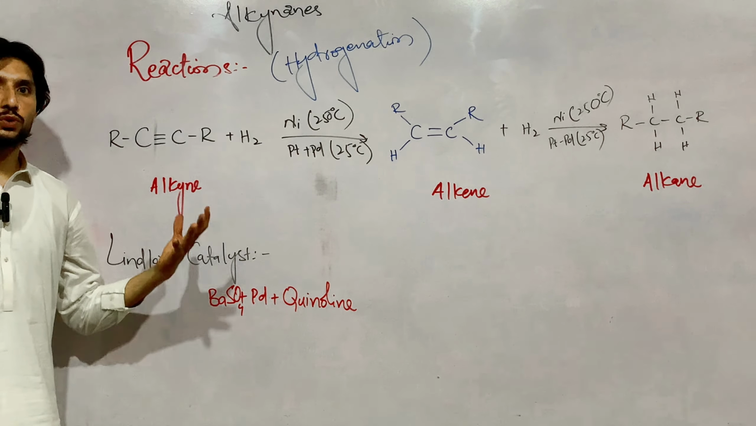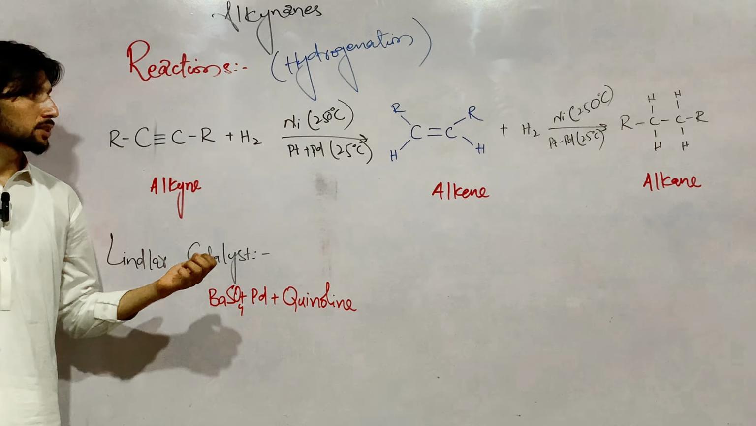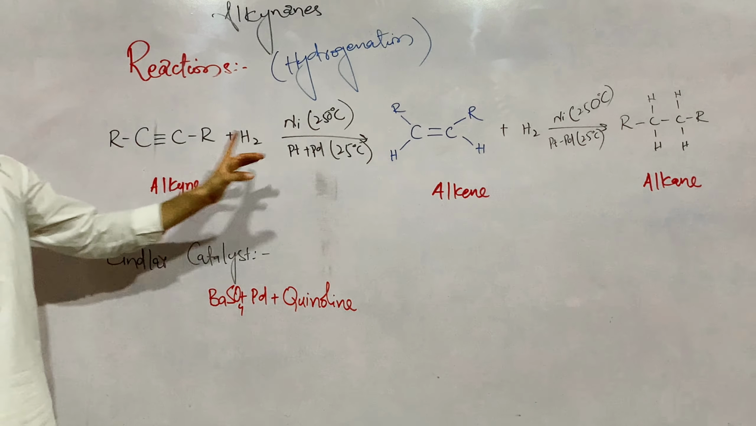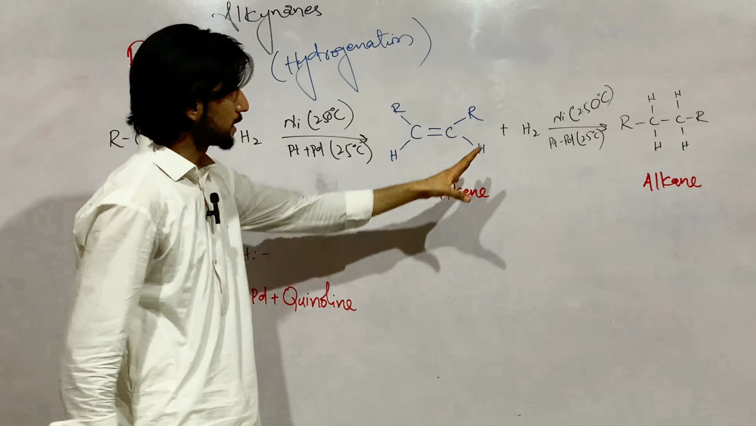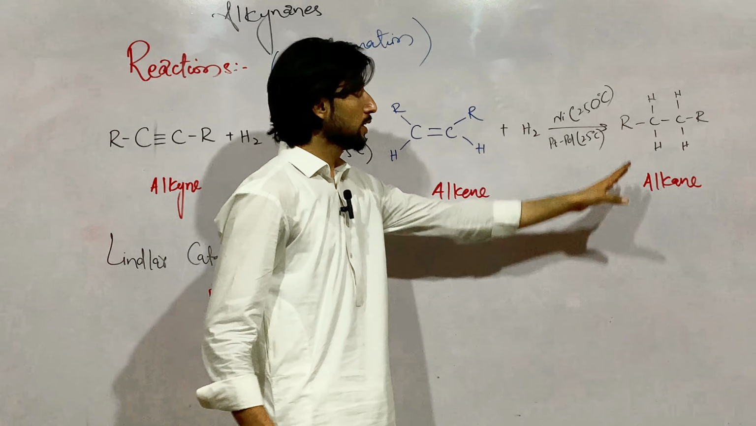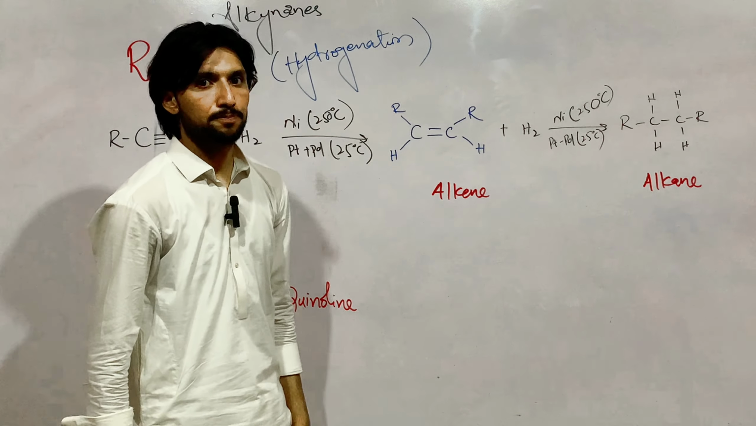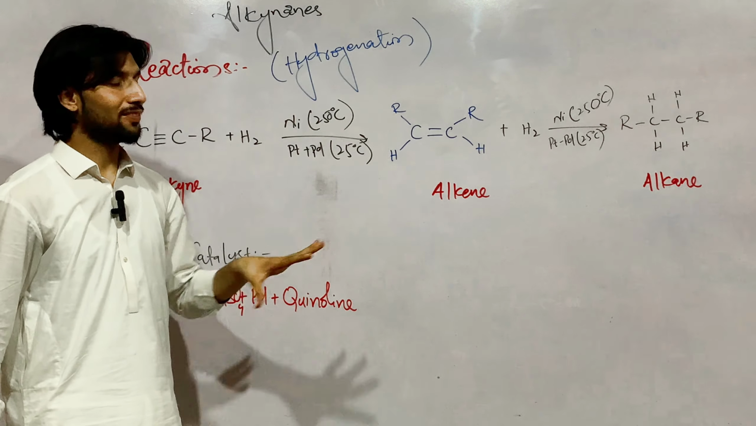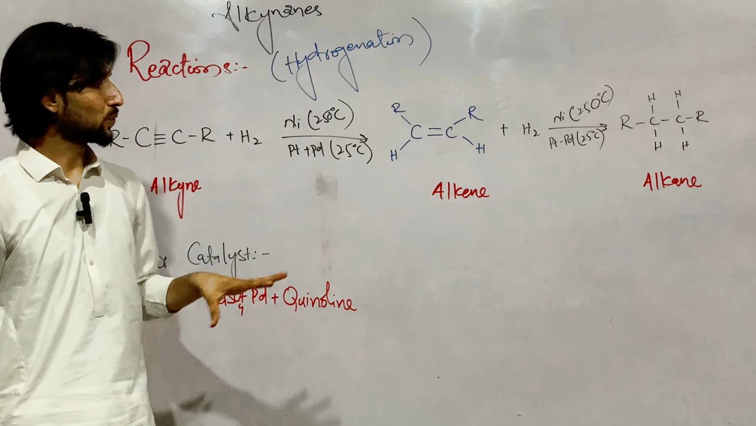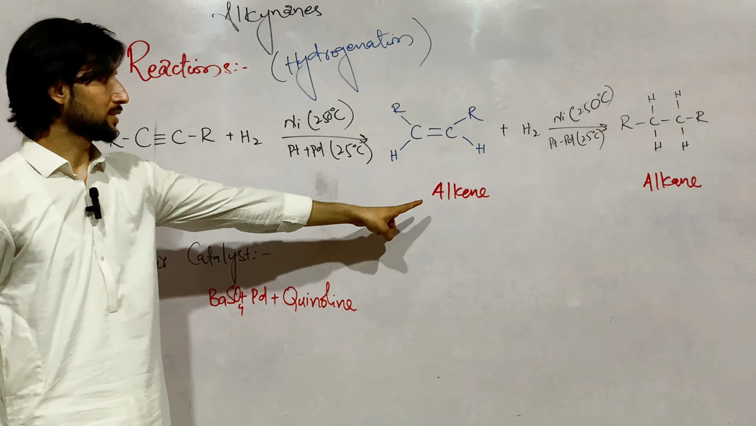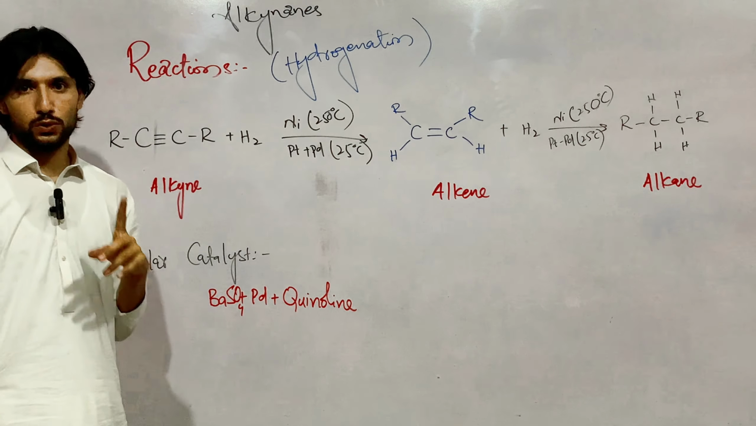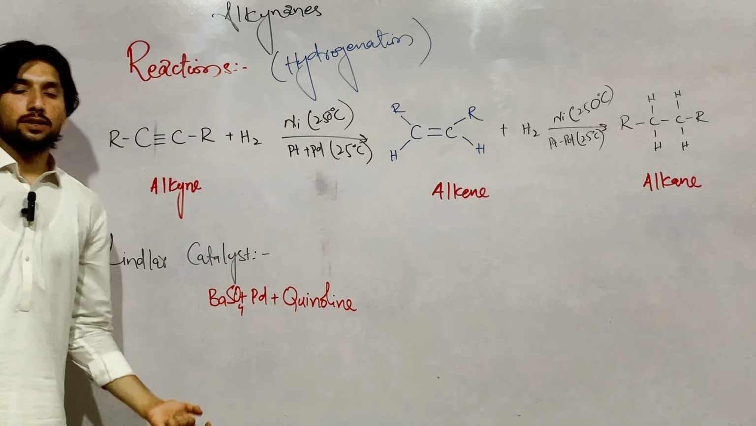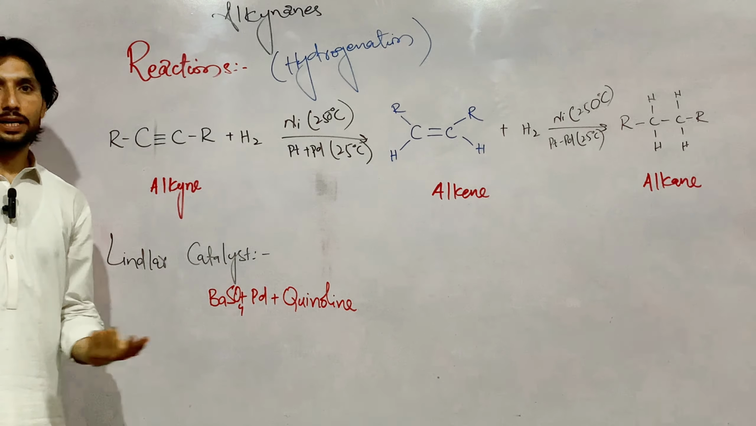What happens is two hydrogen molecules are added. In the first step, to the alkyne, one molecule adds, it converts into alkene, and then the alkene adds another hydrogen molecule, converts into alkane. These catalysts are very effective, so you cannot stop the reaction at alkene. If you want to stop the reaction at alkene, you need a Lindlar catalyst. What is Lindlar catalyst?